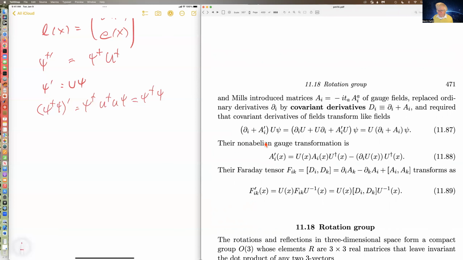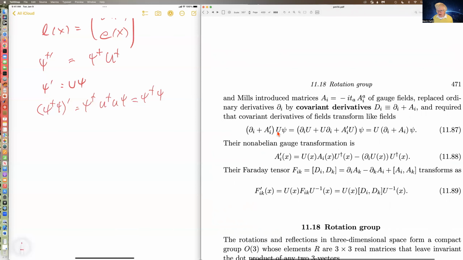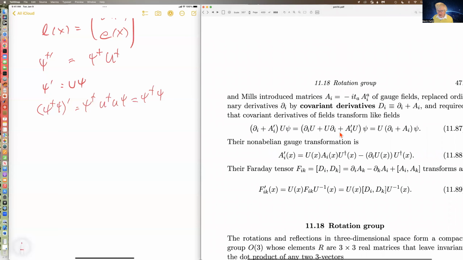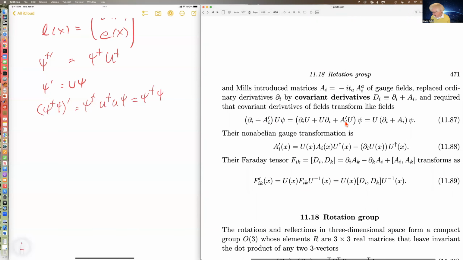And so what is this? Well, the derivative here is acting on U as well as psi, and that's what causes the problem. And so you have di on U plus U di on psi, and then you have A prime U psi. So that's what you've got. And then what Yang and Mills did was they realized that for a general Lie group, you could solve this equation for A prime.